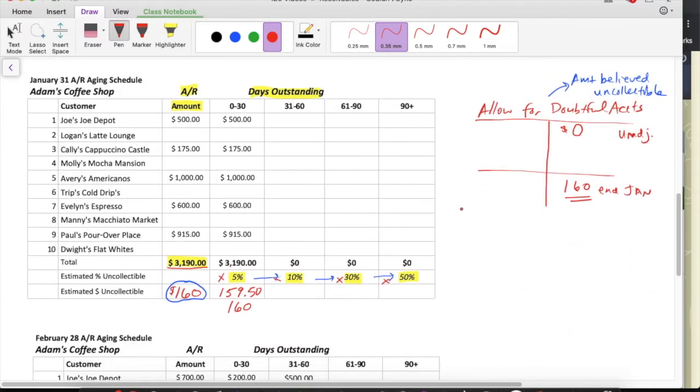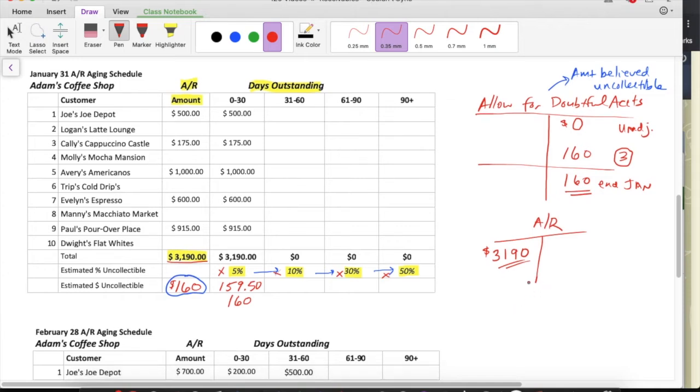I would have my allowance for doubtful accounts account with a balance of $160 from transaction 3, right, that we just recorded. I'm going to record bad debt expense on my income statement of $160. And my accounts receivable balance, if I were looking at that T account, would still be the $3,190. So, that's January.